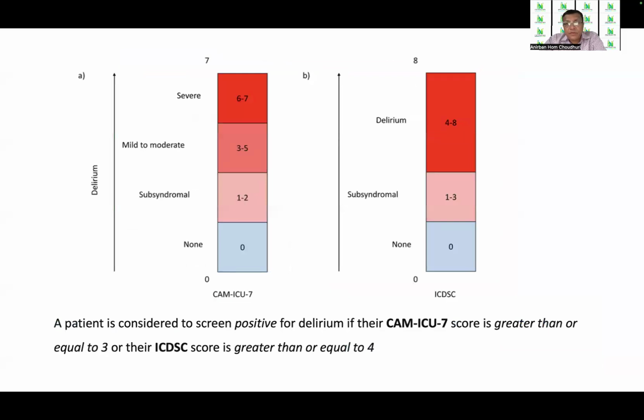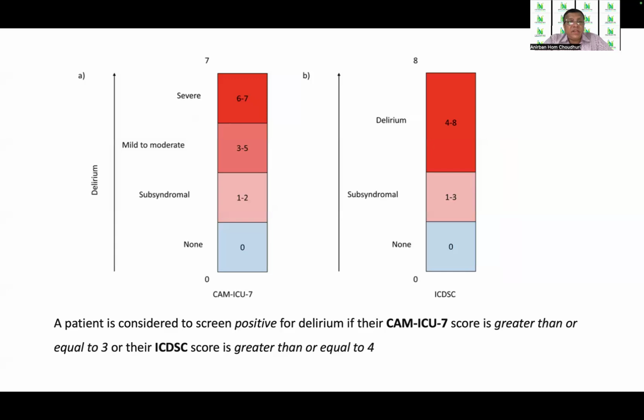Now, if you compare CAM ICU 7, which is the most recent CAM ICU version available, versus the ICDSC, we all know that a patient is considered to screen positive for delirium if the CAM ICU score is greater than or equal to 3, or the ICDSC score is greater than or equal to 4. You can find a lot of subsyndromal candidates identified in the pink zone, and this is wider in the case of ICDSC because the range is between 1 to 3, whereas it is between 1 to 2 in CAM ICU 7.